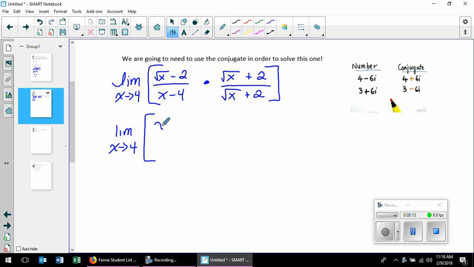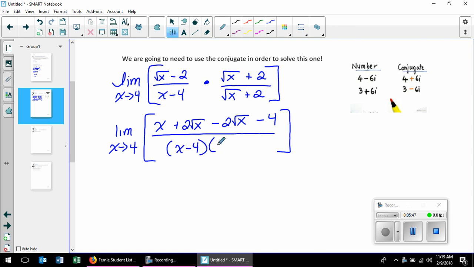Root x times root x gives me x. Root x times a positive 2 gives me plus 2 root x. Negative 2 times root x gives me minus 2 root x. And then negative 2 times positive 2 is going to give me a negative 4. That's exciting. Now I have to work on the denominator. I'm actually not going to multiply the denominator in. I'm going to leave it as factors. And you'll want to do that. In the next step, you'll see why that's important.